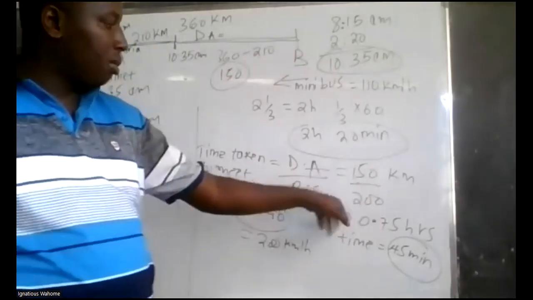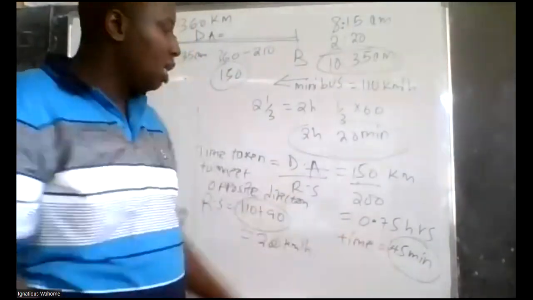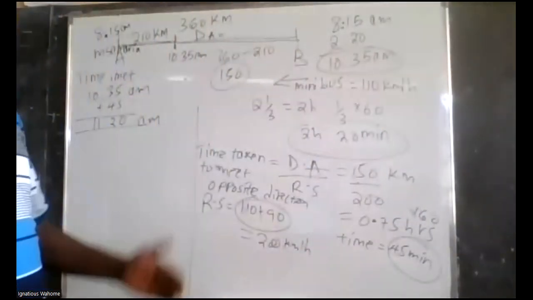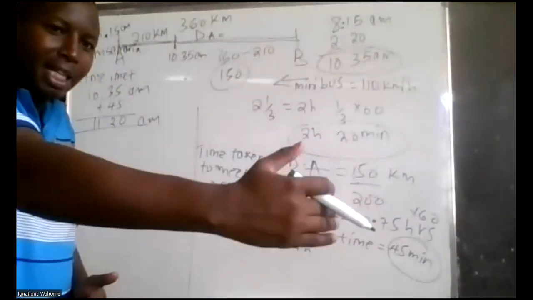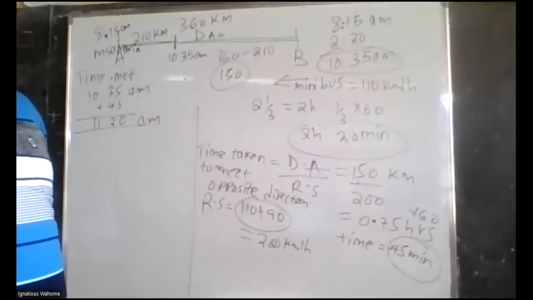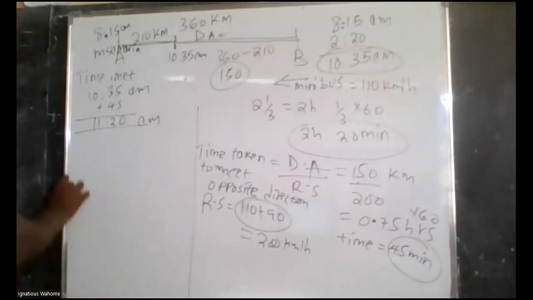You get 0.75 hours. If you multiply this by 60, you'll get 45 minutes. So from 10:35, they met after 45 minutes. You add to this. That's the time taken to meet. That's the time they met. Next, question B.